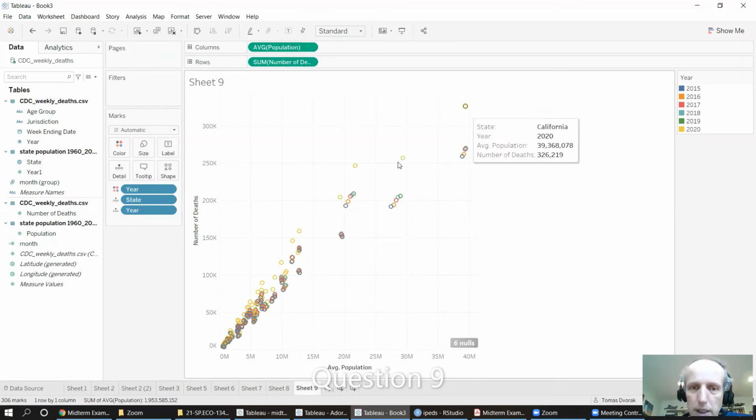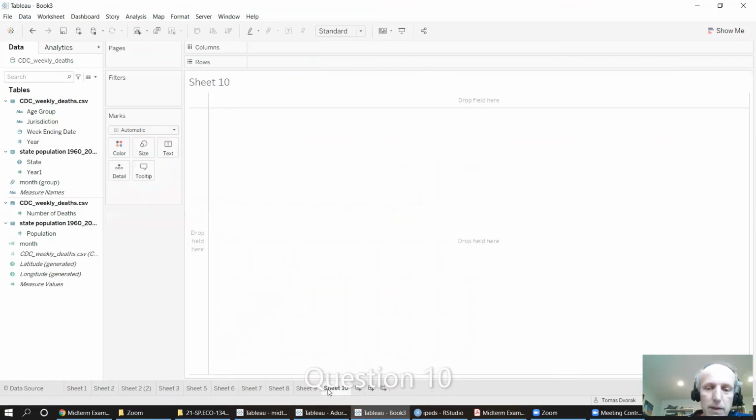And indeed, year 2020 in yellow stands out. For a given population, it's always the highest dot with the most deaths. Okay, so that all makes sense. Finally, we're supposed to focus on 2020 and focus on the 5 largest states.